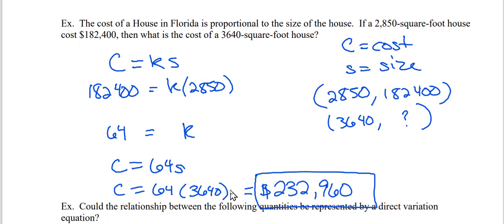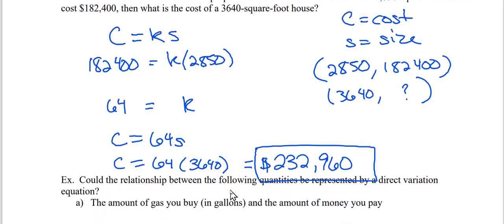That's dollars, right? That is the cost, or would be the cost of a 3,640 square foot house if indeed the cost of houses in Florida is proportional to the size of the house and the other piece of information is correct. Okay.